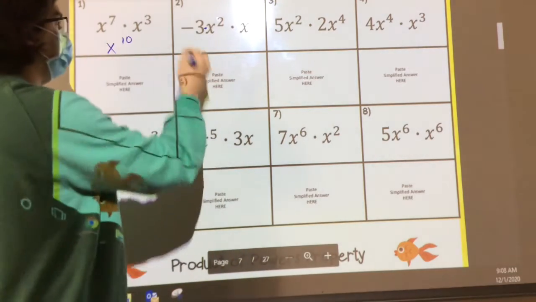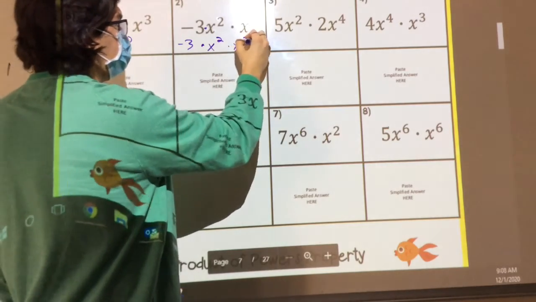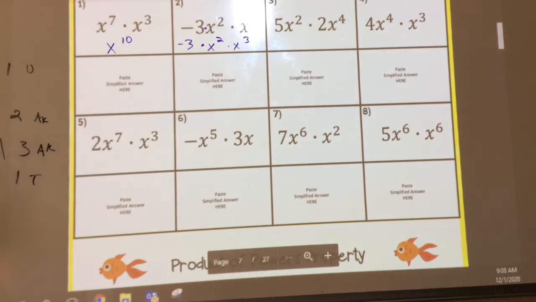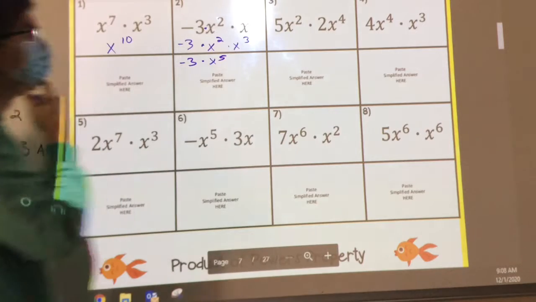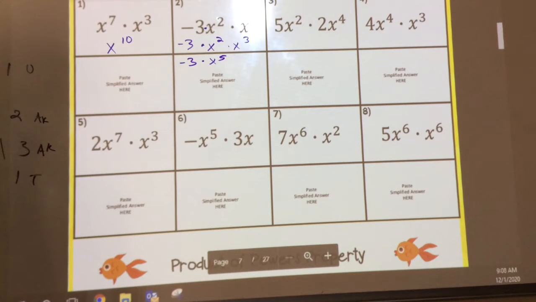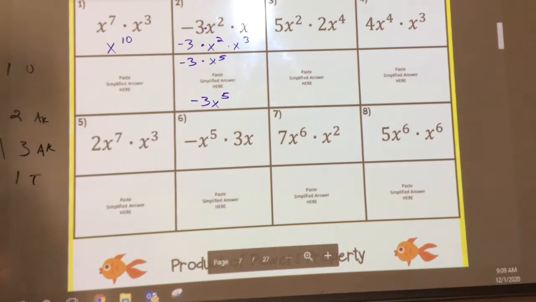So if I wanted to write this problem out, I could write it out as negative 3 times x squared times x to the 3rd. Remember, I'm breaking it down. I'm trying to show you all the different pieces. Okay. Can I add together the x squared and the x to the 3rd? Why? They have the same base. So now I've got negative 3 times x to the 5th. Well, what is negative 3 times x to the 5th? We can't technically do it, but don't we agree that we can also write it as negative 3x to the 5th? Yes. We're all okay with that. All right, well, let's keep going then.